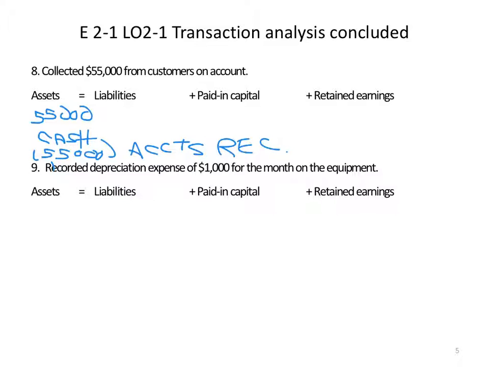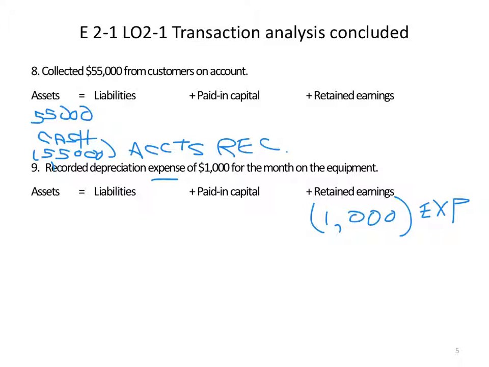And finally, this is the one I always wish they had not put in. We're told that they recorded depreciation expense in the amount of $1,000 for the month on equipment. Now, the word expense tells me right away that there's been a decrease in my retained earnings as a result of this expense transaction. What's on the other side?